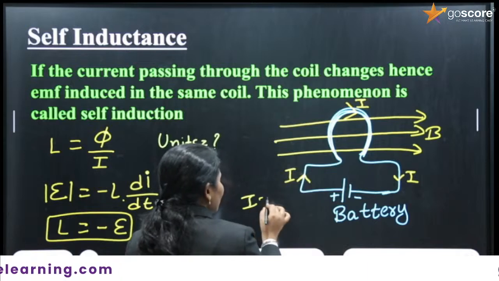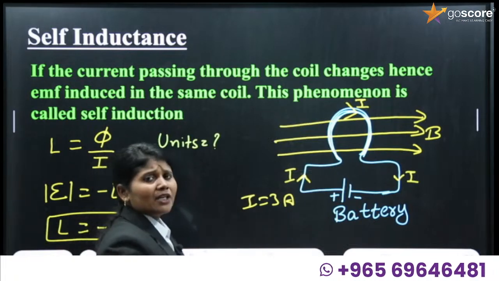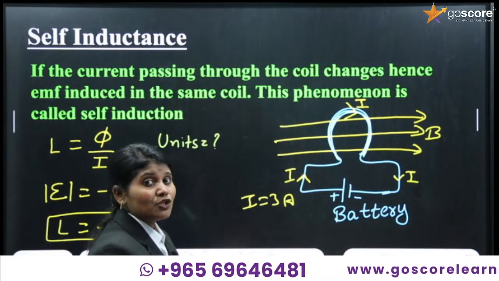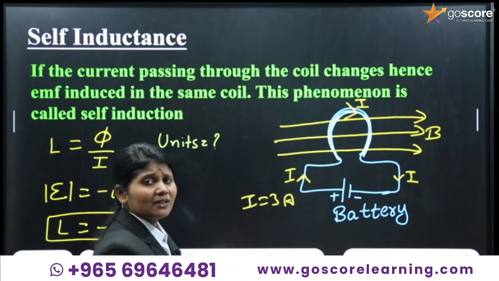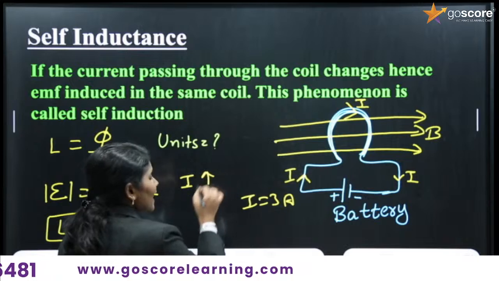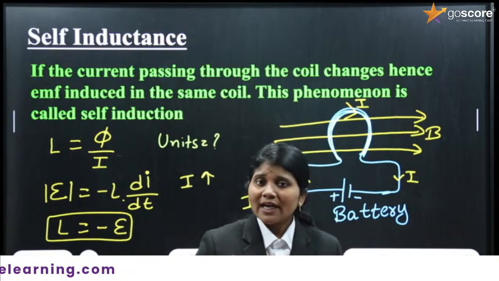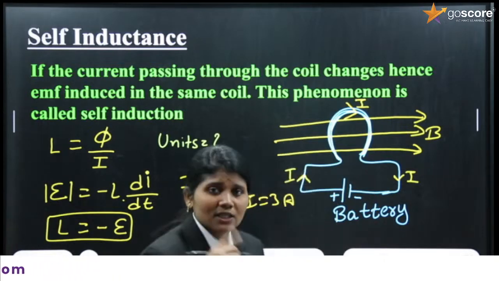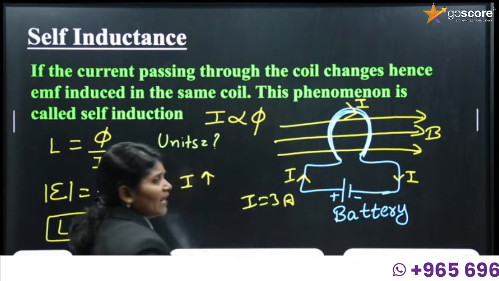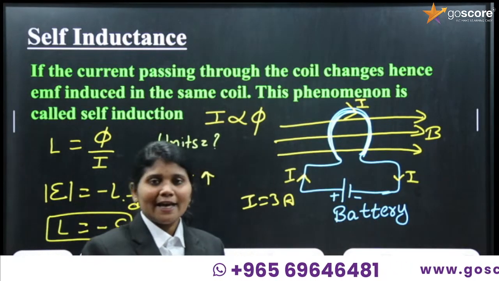Here we are giving supply. I am giving a current of 3 amperes, but gradually, not all at a time. The current is increasing gradually, which means flux is also increasing gradually. We know that I is proportional to phi, the flux.